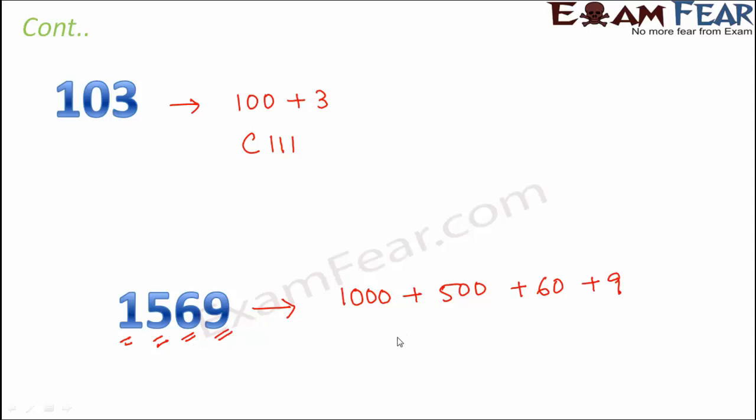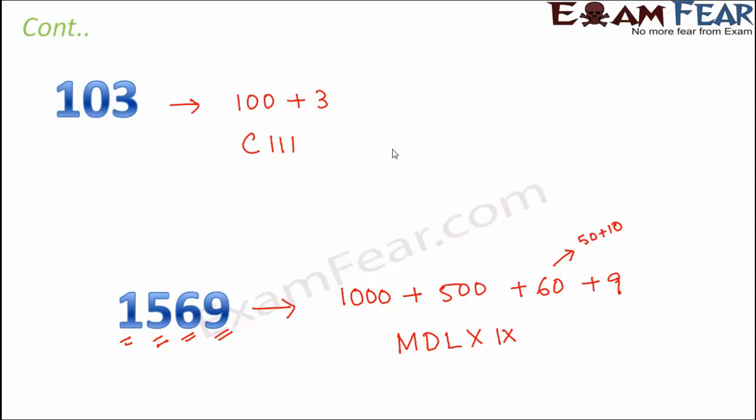So 1000 is represented by capital M. So you want to add 500 to it, therefore you write D on the right hand side. You want to add 60 to it. Now what will be 60? So 60 is nothing but 50 plus 10. So 50 is basically L and 10 would be X. And now you want to add 9 to it. So 9 is IX. So this would be 1569.